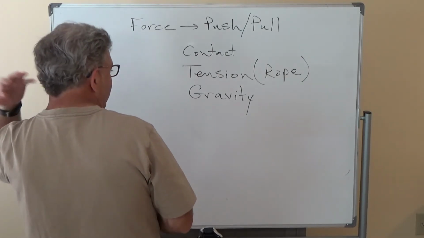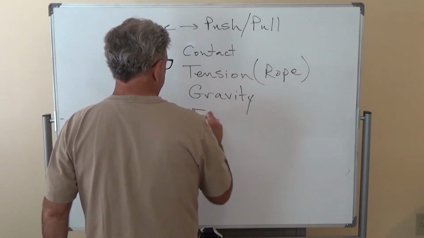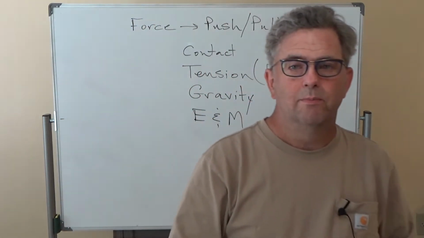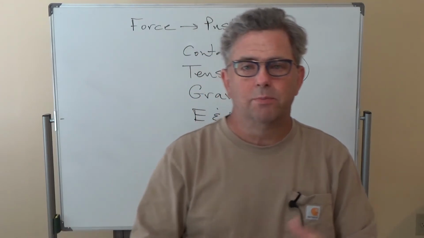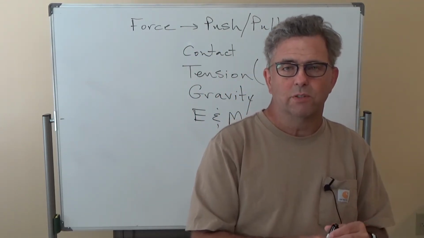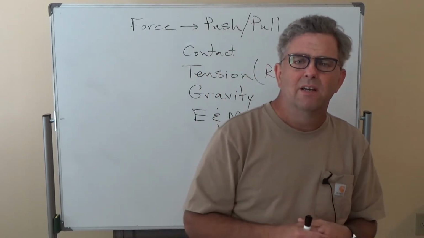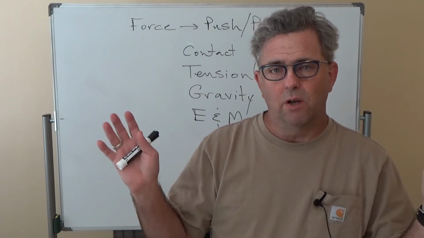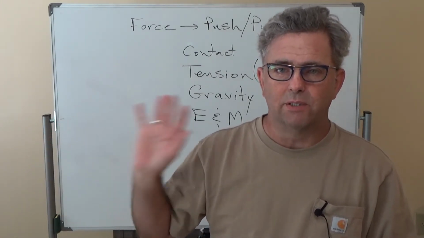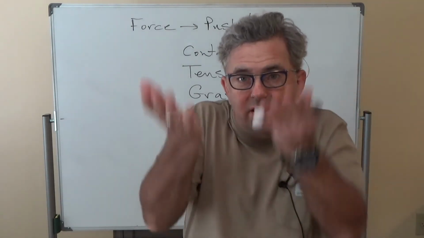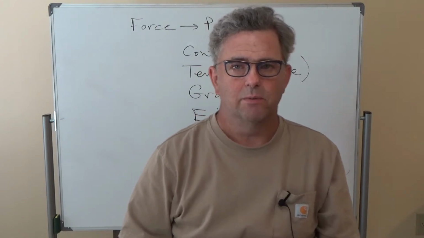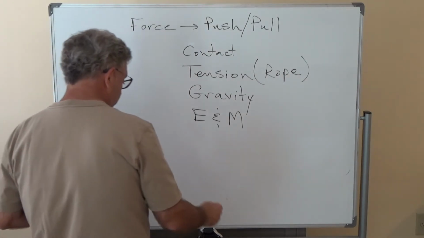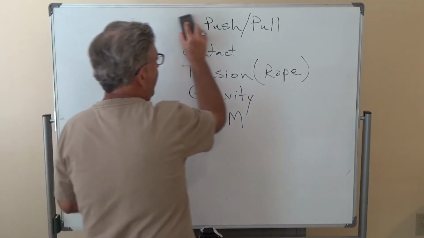There can be electrical, I'll just put E and M. That's for Physics 2. You can have electric forces, magnetic forces, and so forth. So there's all kinds of things that can produce forces. But just in everyday language, it's a push or a pull. Something's acting on an object, it's pushing it or pulling it, raising it, lowering it, somehow. So this is the idea of a force.